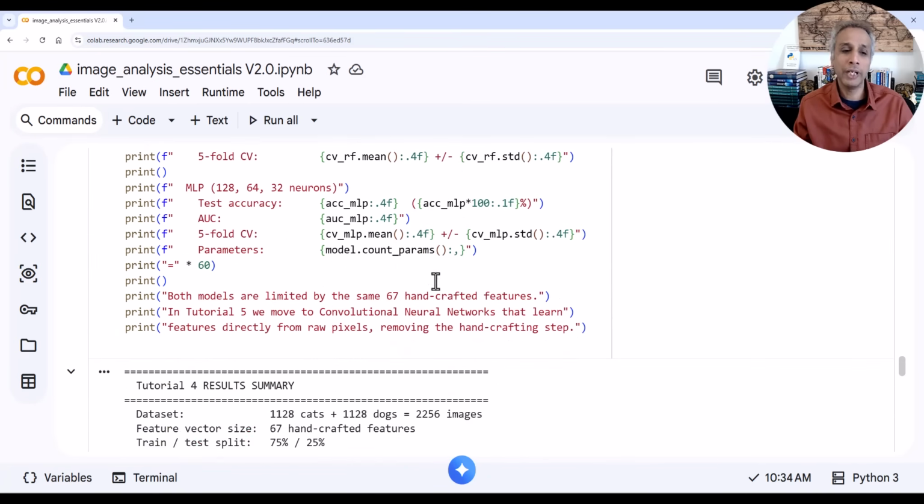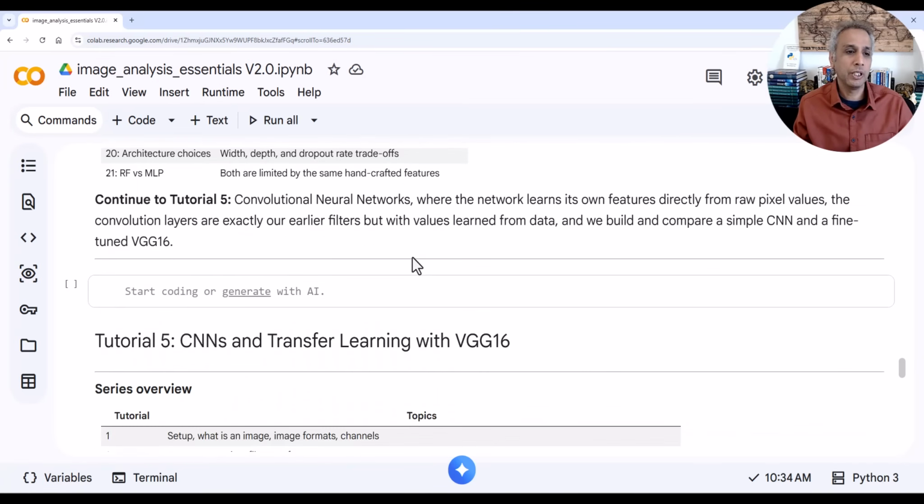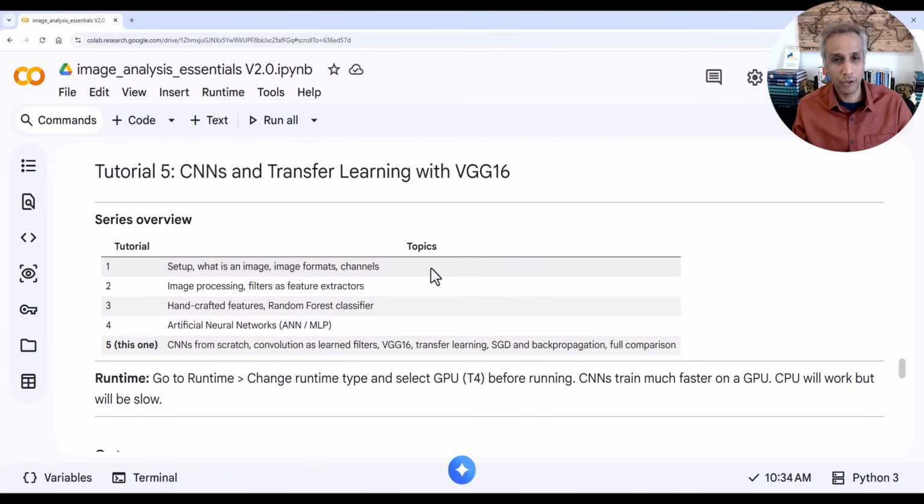And hopefully we can improve on this when we get to the next tutorial, which is the last tutorial as part of this series, at least the series that I am planning. This is about convolutional neural networks. We'll also do transfer learning and use an architecture called VGG16. All of that will make sense in the next tutorial, so please come back.